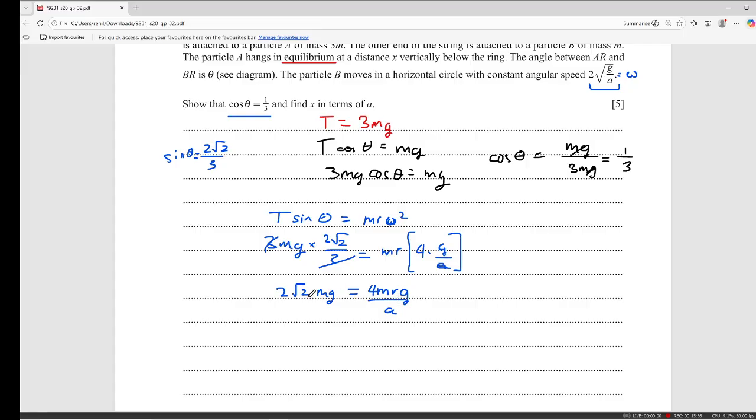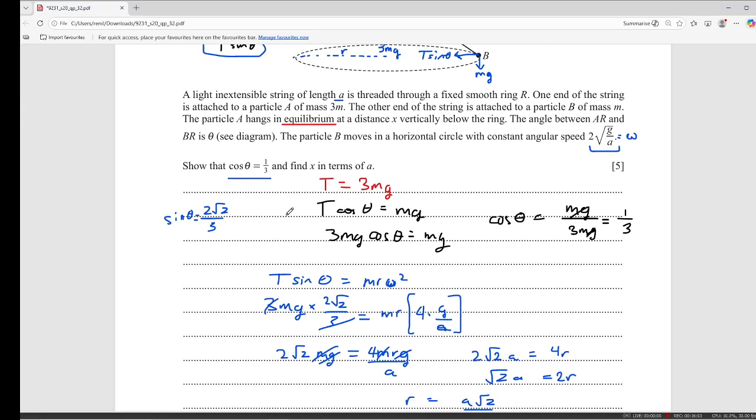Now mg gets cancelled here, m gets cancelled here. So what I'm remaining with is 2 root 2 a equals 4r, and we can rearrange that, 2 root 2 a equals 2r, and so r equals a root 2 over 2. Okay, is that the remaining? No, we need to find x in terms of a.